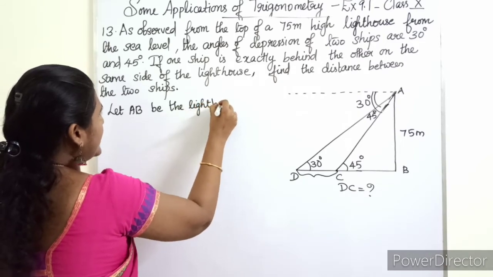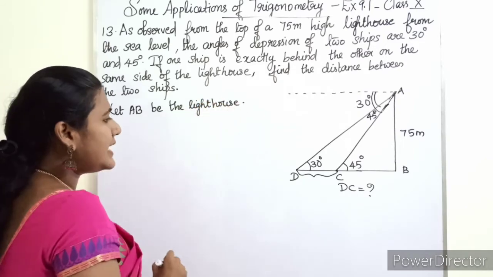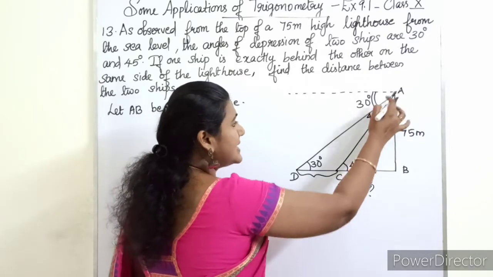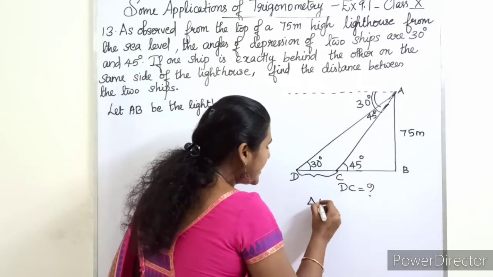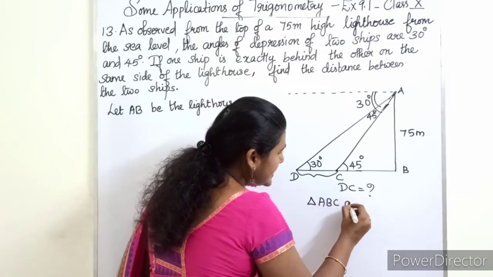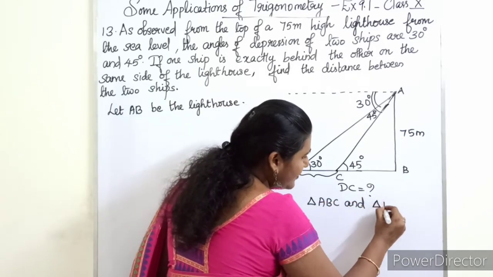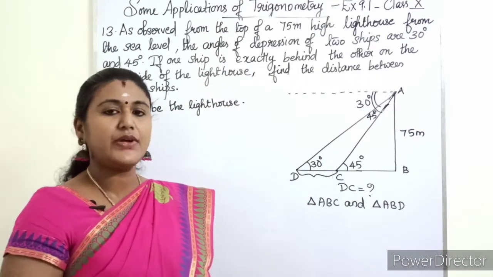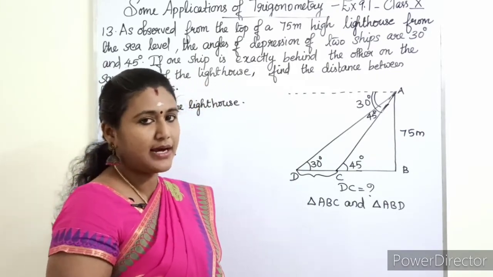Let AB be the lighthouse. Now you see here also we have two right angled triangles. What are the right angled triangles? Triangle ABC and triangle ABD. In these two triangles we are going to use trigonometry ratios.